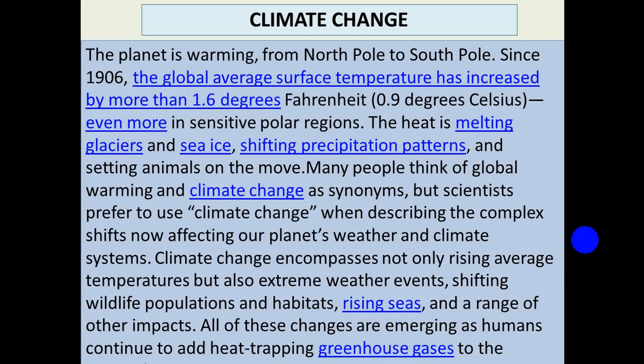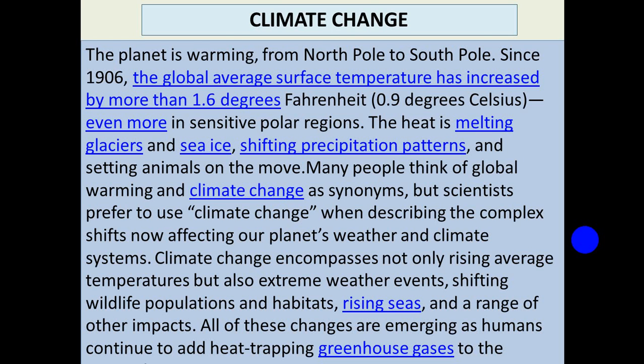The planet is warming from North Pole to South Pole. Since 1906, the global average surface temperature has increased by more than 1.6 degrees Fahrenheit. The heat is melting glaciers and sea ice, shifting precipitation patterns, and setting animals on the move.